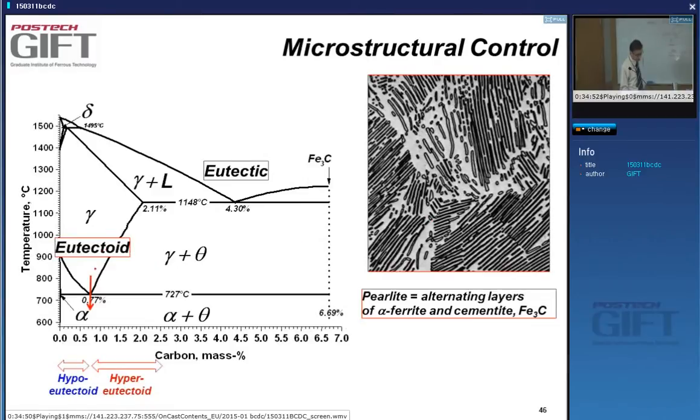Okay, so let's now increase the carbon content up to the eutectoid composition here, and describe a little bit the microstructure we observe when we cool down austenite with this 0.77% of carbon. At room temperature, this is what we observe: this lamellar microstructure, where you have alternating layers of ferrite and cementite, and we call this perlite. So perlite is not a phase. It's just two phases that result from the transformation of austenite, and the way the transformation occurs is by this lamellar growth.